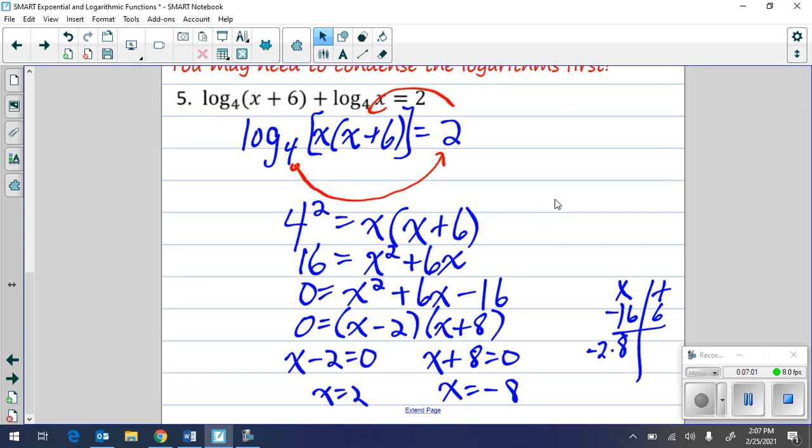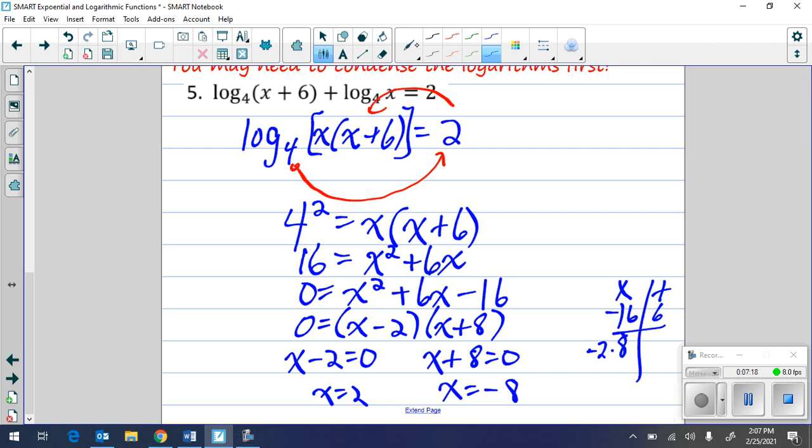I still need to check. If I plug in 2, I'm going to get an 8 there and a positive 2 there, so that's okay. If I plug in negative 8, look what happens. If I plug in negative 8 right here, you see what happens? That's going to give me a negative. No! So this one is extraneous. So it's not an answer. So I only have one answer here, x equals 2. That's my only answer.